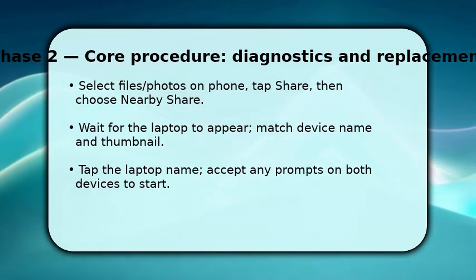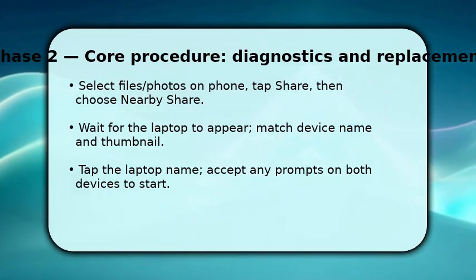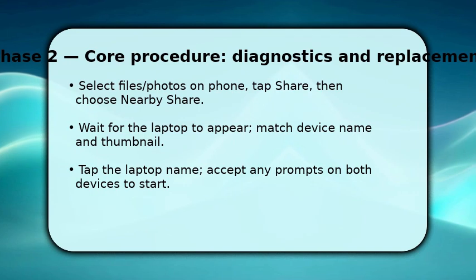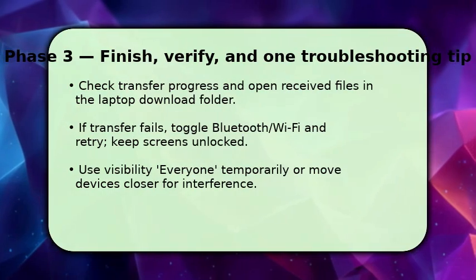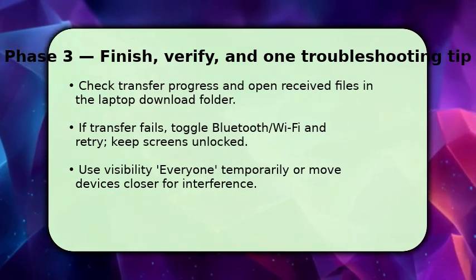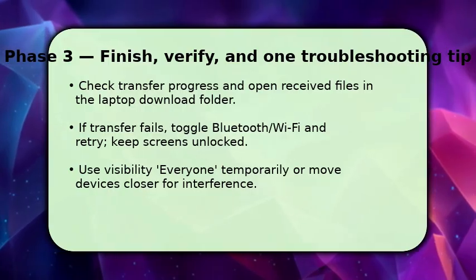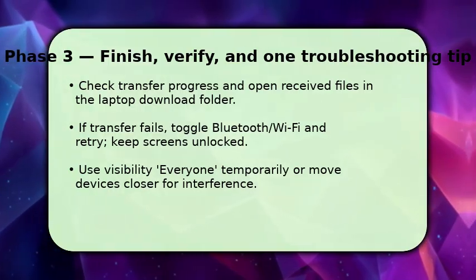Once accepted, transfer begins over the fastest available channel, Bluetooth for negotiation, then Wi-Fi Direct for bulk, so larger files move quickly and reliably. After sending, watch progress on both devices until completion, then open received files from the laptop downloads or the chosen folder.